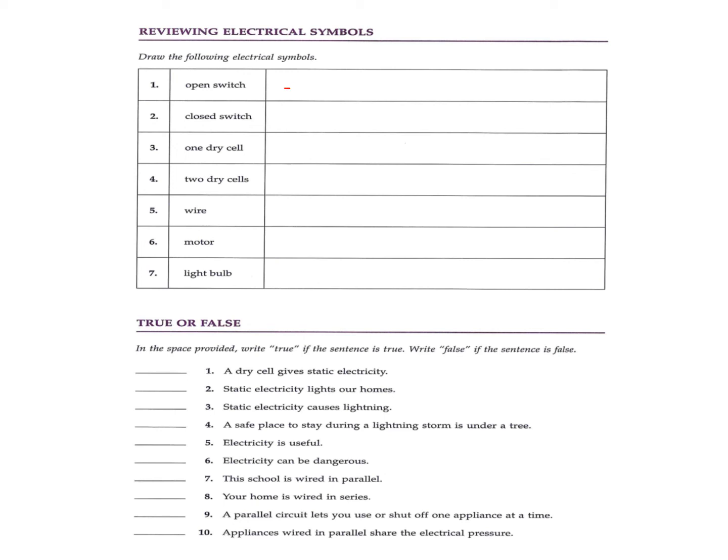So just going to do this one again. Open switch, close switch, 1 dry cell, 2 dry cell, wire, motor is like a big circle, and then light bulb is a loopy thing. I'll do it one more time. Don't like that one. Okay.